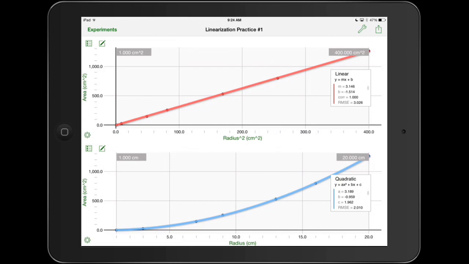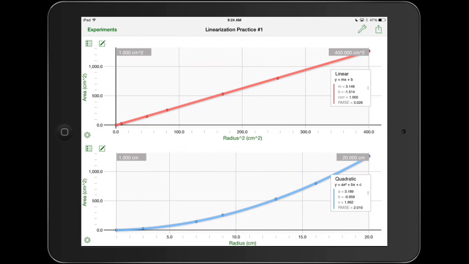So instead of y, we have A for area. Instead of x, we have r squared for radius squared. You've got to remember that squared. For m, you can look in the little statistics box. That's 3.146. And for b, that's the y-intercept, it's negative 1.514.